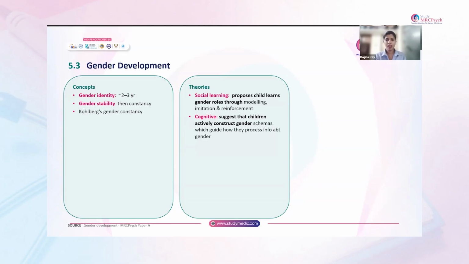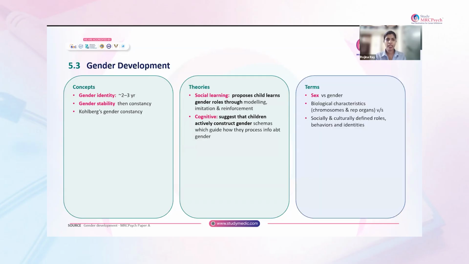So there are two major theories that explain gender development. One is social learning theory, which proposes a child learns gender roles through modeling, imitation, and reinforcement. And then there is cognitive theory, which suggests that children actively construct gender schemas which guide how they process information about gender. We also need to know the difference between sex versus gender. Sex refers to biological characteristics like the chromosomes or the reproductive organs, whereas gender refers to the socially and culturally defined roles, behaviors, and identities.